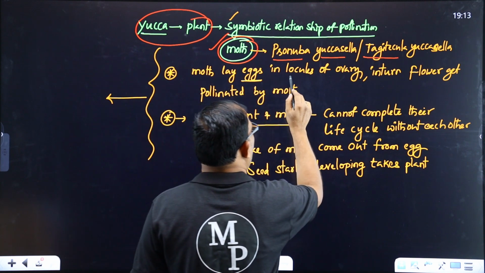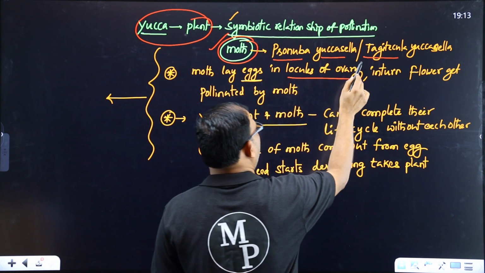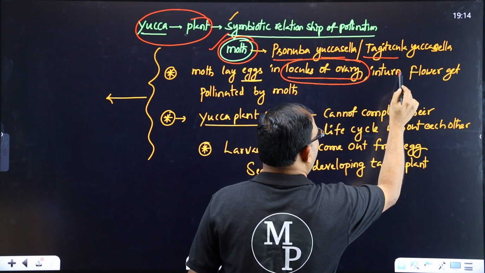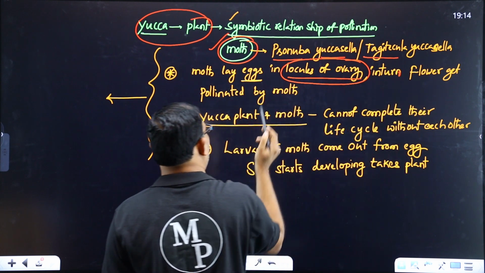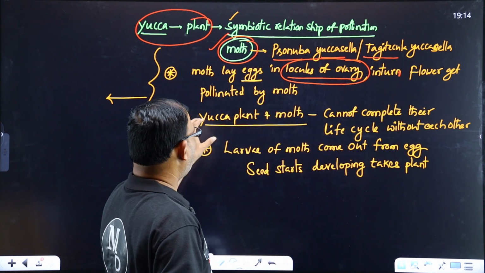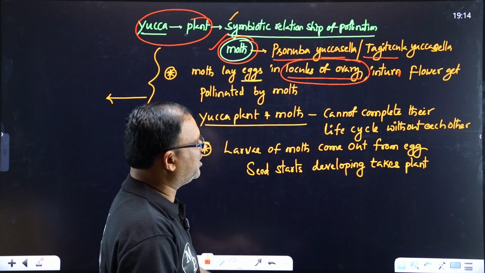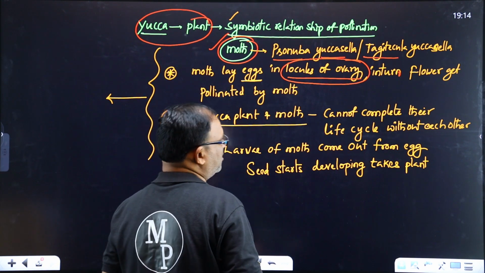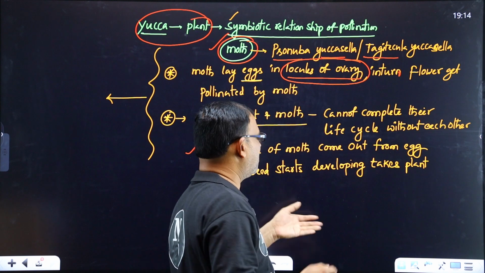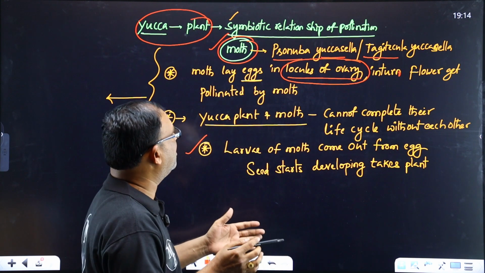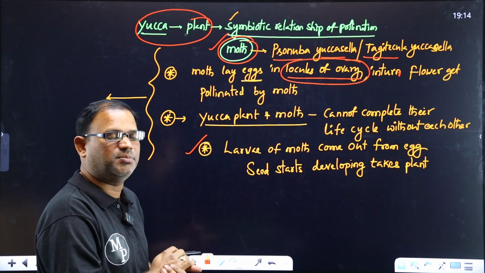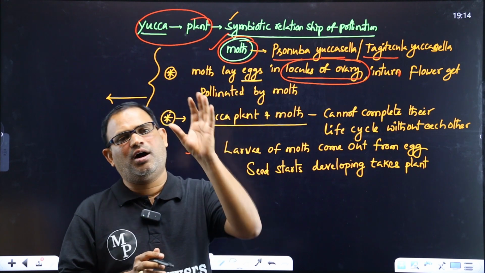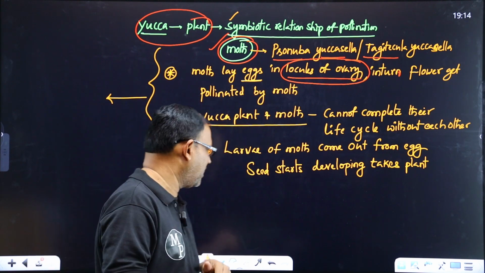This moth lays eggs in the locules of the ovary. Careful, this line is important. In turn, the flower is pollinated by the moth. Yucca plant and moth cannot complete their life cycle without each other. Larvae of the moth come out from the egg, then the seeds start developing. This is one of the very important relationships between the yucca plant and the moth Pronuba yuccasella.